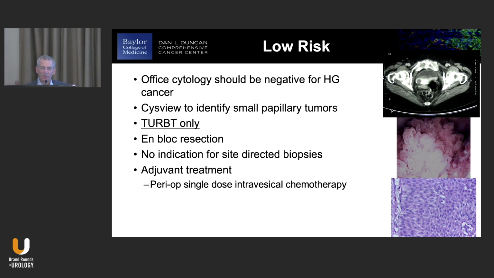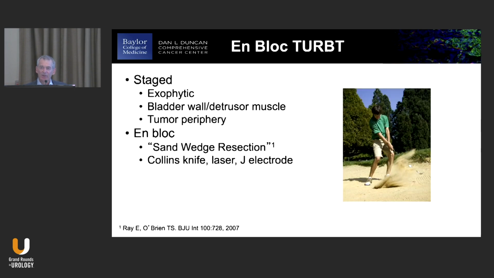We used to use mitomycin. We now use gemcitabine because of the randomized clinical trial that was done in the Southwest Oncology Group, published in JAMA. We should all be familiar with that. The nice thing about gemcitabine is it's not particularly toxic.